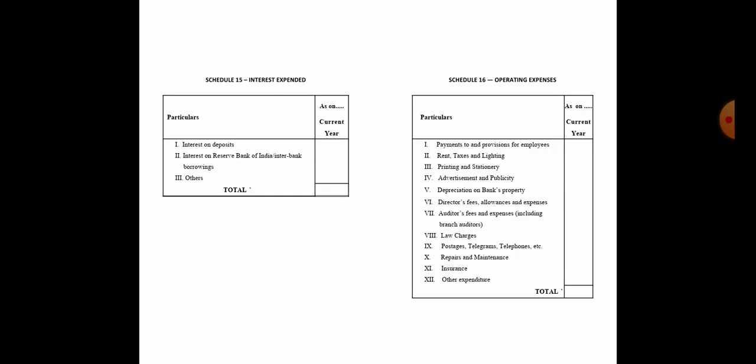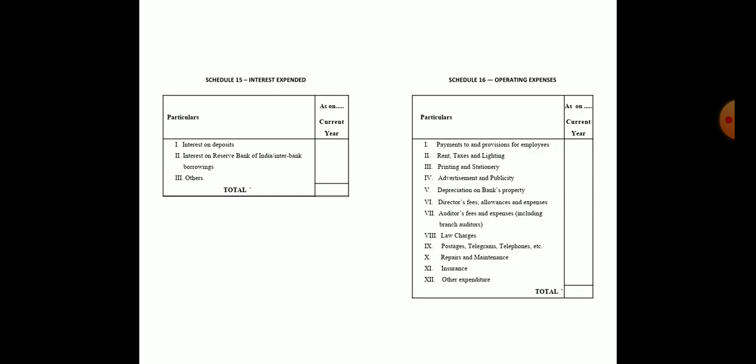Income earned by way of dividend from subsidiaries, companies or joint ventures, whether they are abroad or in India. Any miscellaneous income should be covered under point number 7. So if we add all the 7 points, that is equal to other incomes. Here we have a note under items 2 to 5: loss figures may be shown in brackets because they are reduced from incomes.